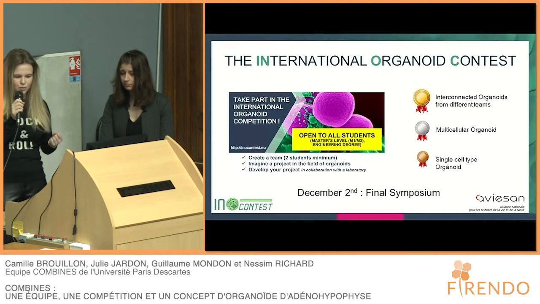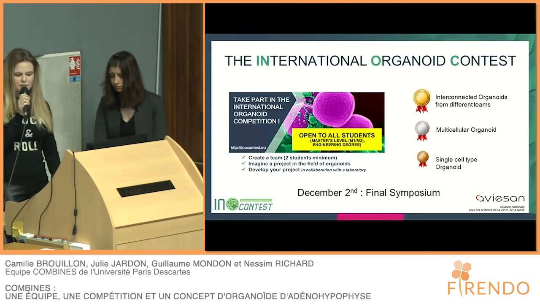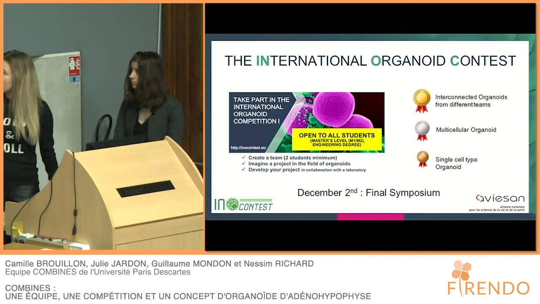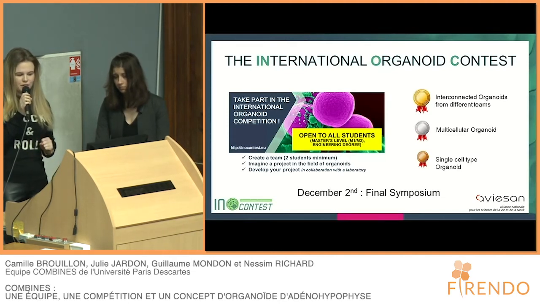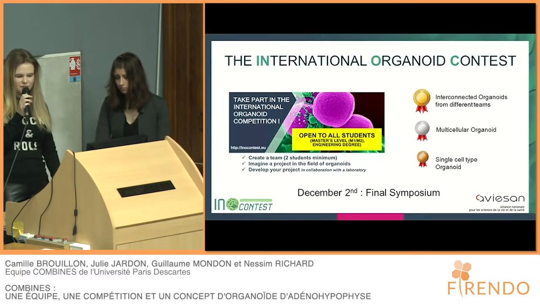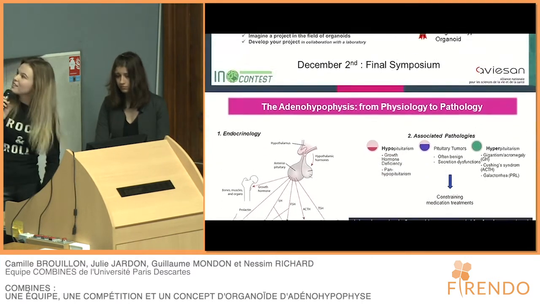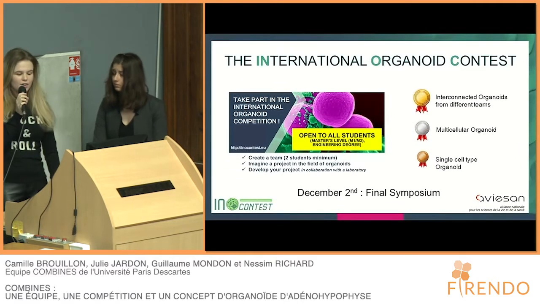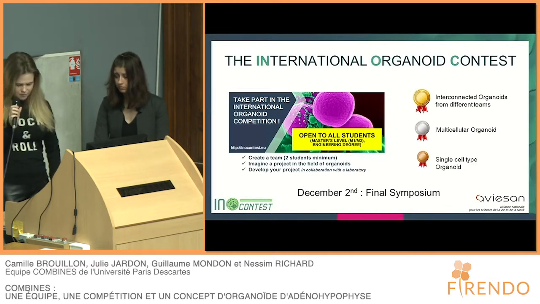hope to get 3 medals. The first one is a bronze medal, which corresponds to a single cell type organoid. The second one is a silver medal, which corresponds to a multicellular organoid, and the last one is the gold medal, which awards the team which enters in connection, in collaboration, and connects their organoids. The final symposium took place on the 2nd of December of this year, at the Sorbonne University.